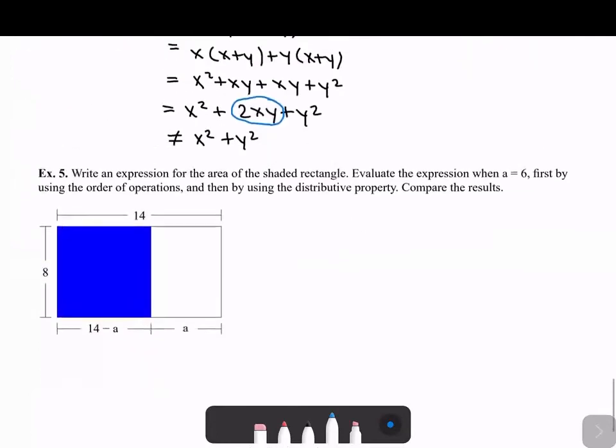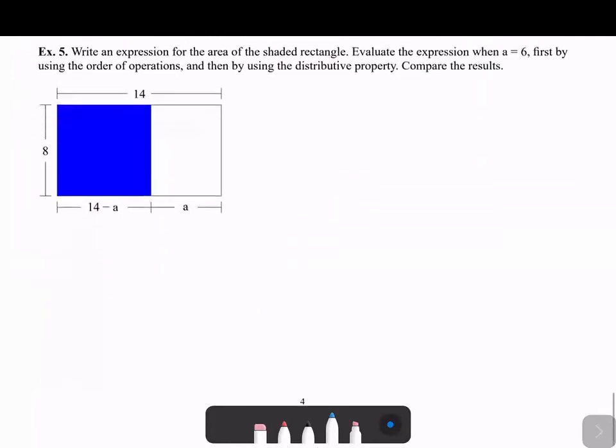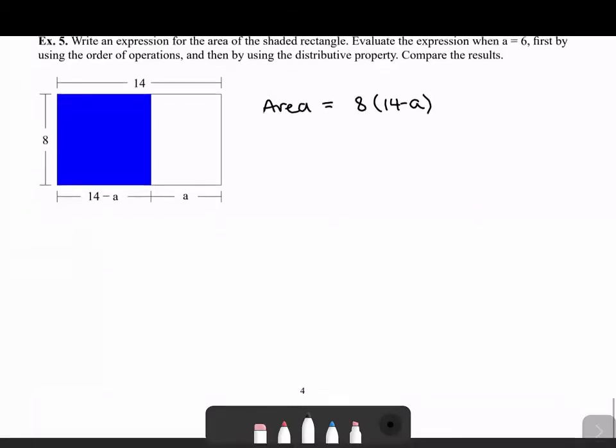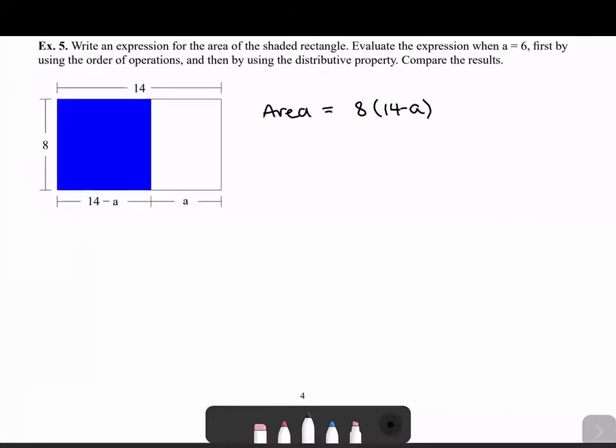Okay, so for this next example, this last example down here, we want to write an expression for the area of the shaded rectangle evaluated when a equals 6 using two different methods. Based on this picture, we can see that the area is length times width. So the area is going to be 8 times (14 minus a), right? The length times the width. So first, we want to use the order of operations.